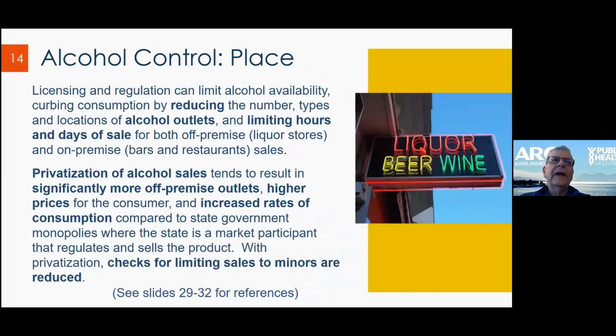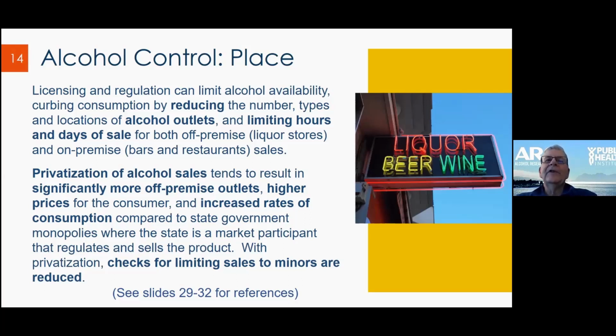Let me go on to place. Alcohol outlets are one of the chief areas of study in terms of the reduction of outlets being tied to a reduction of problems. But that's also true for limiting hours, or actually, in some cases, increasing hours. So, for example, if you have a 2 a.m. cutoff at bars versus a 4 a.m. cutoff at bars, it can really affect the late-night assaultiveness and harms in various communities. So this is an area that is important to look at.